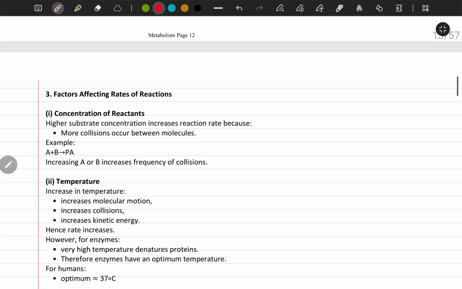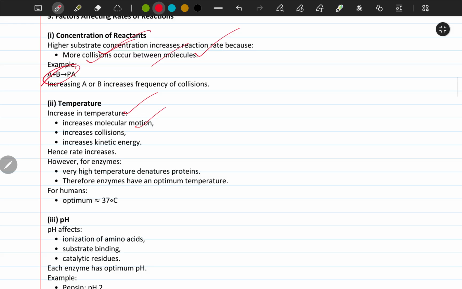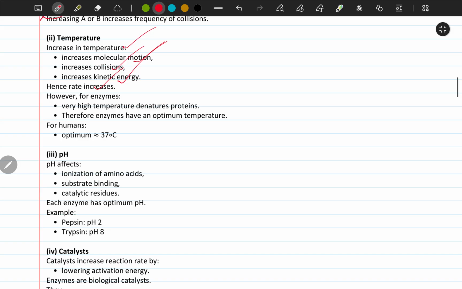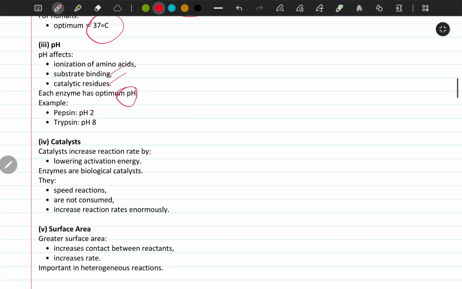Factors affecting the rate of reaction: concentration of reactants. Higher substrate concentration increases the reaction rate because more collisions occur between molecules, A plus B gives P. Temperature: an increase in temperature increases molecular motion, collisions, and kinetic energy, so the rate increases. However, for enzymes, very high temperature denatures the protein, so enzymes have an optimum temperature of 37 degrees Celsius. pH affects ionization of amino acids, substrate binding, and catalytic residues. Each enzyme has an optimum pH; for example, pepsin is pH 2 and trypsin is pH 8.